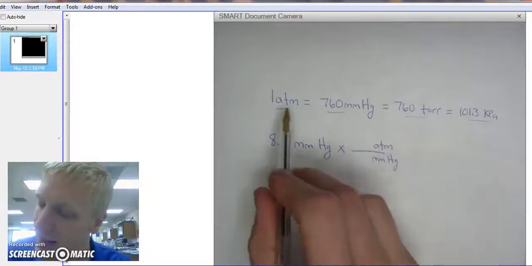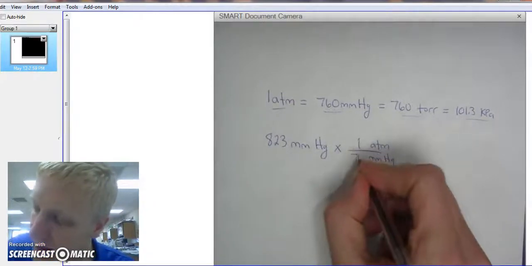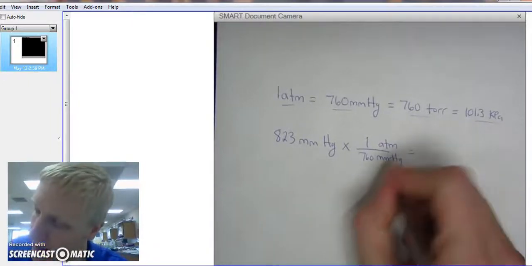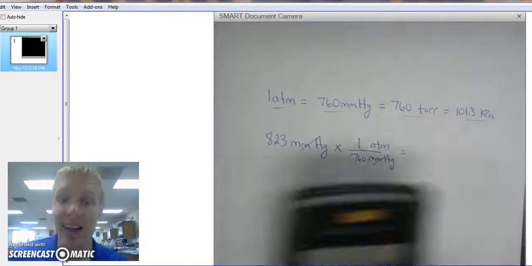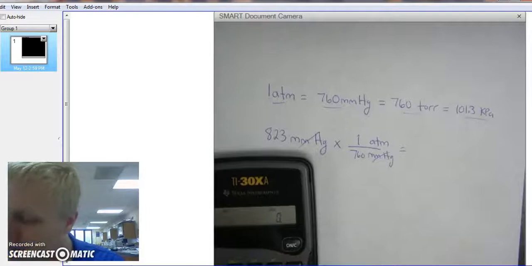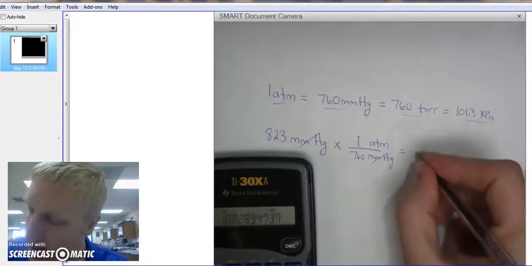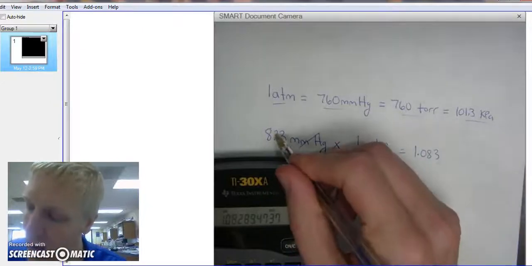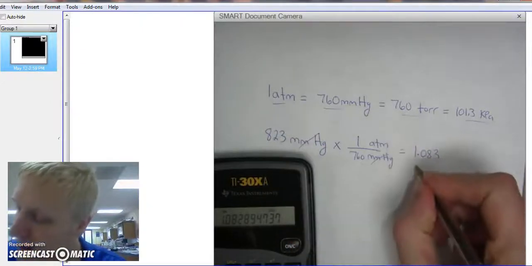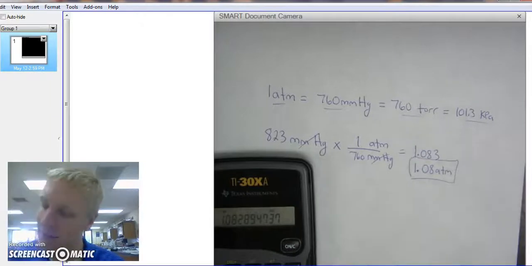Where do I get my numbers? I get them from my standard pressures. 1 for atm, 760 for mmHg. mmHg cancels out, and I'm going to be left with atm, and I get my calculator out that I bring to chemistry class every single day. Type in 823, times it by 1, divided by 760, gives me 1.083. Why don't we do correct sig figs? 1, 2, 3. My original number has 3 sig figs, so our answer will have 3 sig figs. 1.08 atm is equivalent to 823 mmHg.